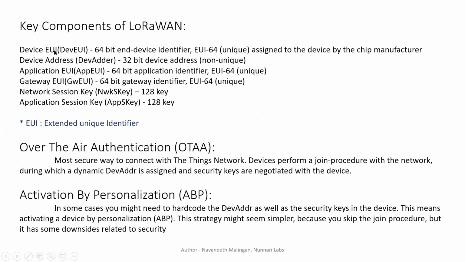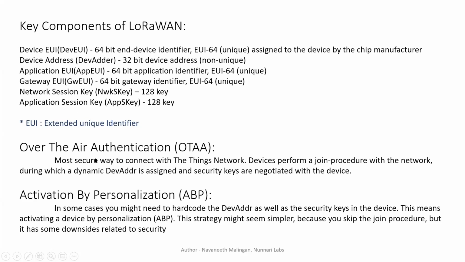Once we have all these keys, this device UI is already there. While you purchase the device, you will get this address. You have to add the device to the TTN network server, then this device address will be generated. You have to create an application, and this will be generated. Once you add the gateway, this will be generated. And once you want to activate the device, the network session key and application session key will be generated.